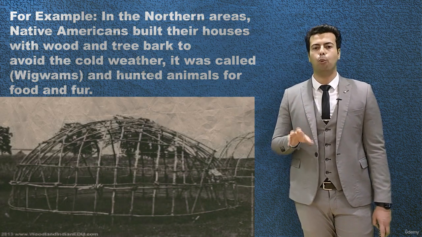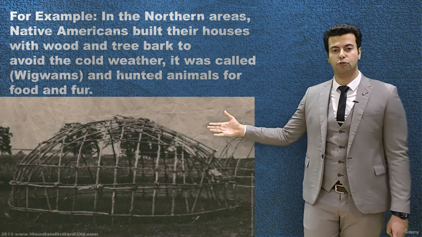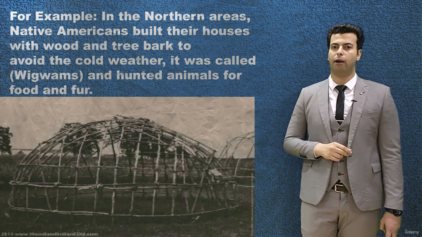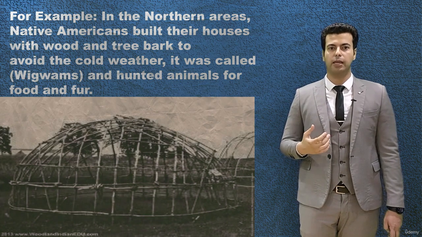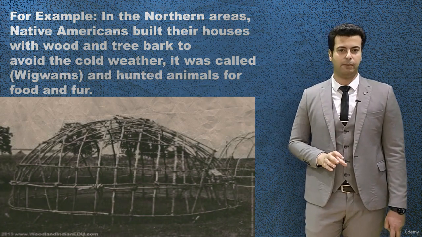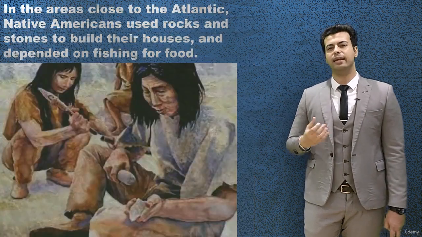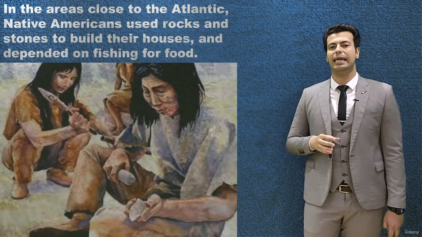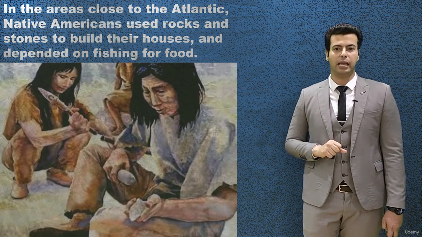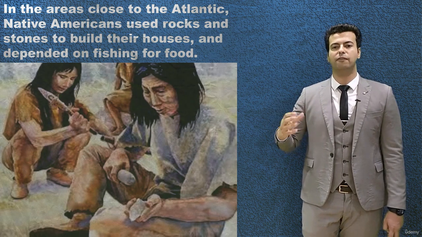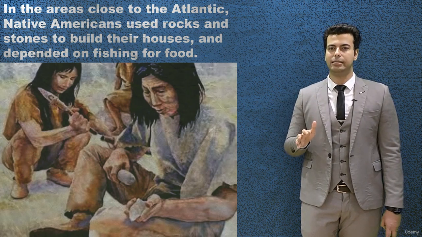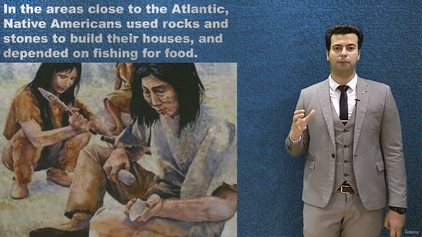It was called the wigwams, as you can see in the picture below, and they hunted animals for food and for fur, to keep them warm by their flesh and by wearing the fur of the animals. Now, in the areas that were close to the Atlantic, the Native Americans used rock and stone to build their houses and depended on fishing for food, as the ocean was their biggest resource and the biggest supply of their food and living.